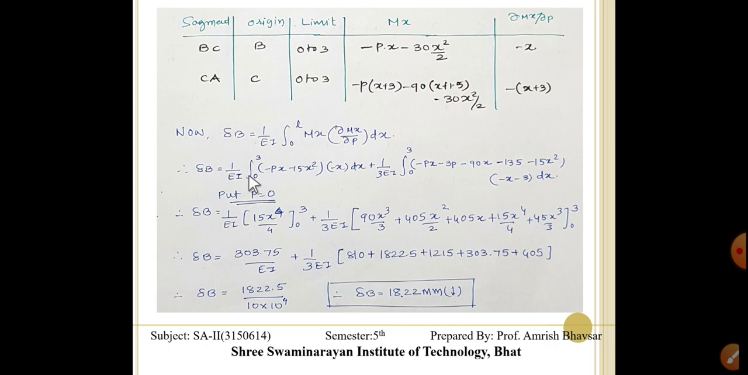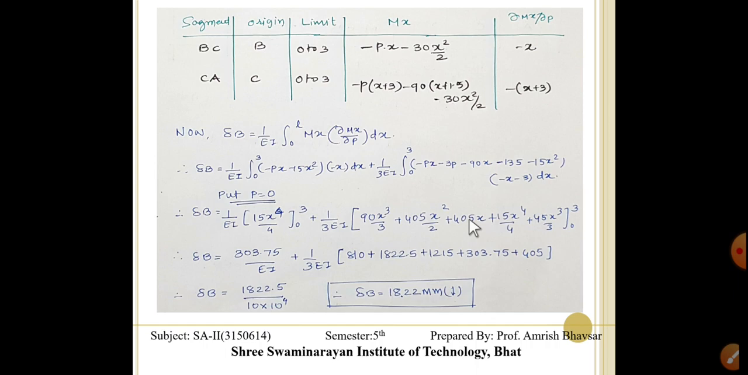Here, 1 upon EI integration 0 to 3 of (minus px minus 15x square) into (minus x) dx, plus 1 upon 3EI integration 0 to 3 of (minus px minus 3p minus 90x minus 135 minus 15x square) into (minus x minus 3) dx. Now, here we have to put the value of p, that is 0. So the term of p is deleted from here, and after that we have to integrate these terms. So, we will get something like this.